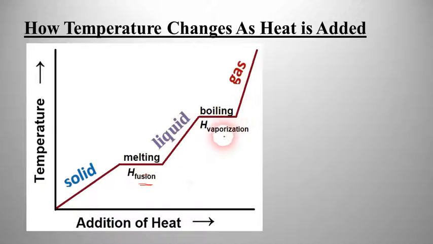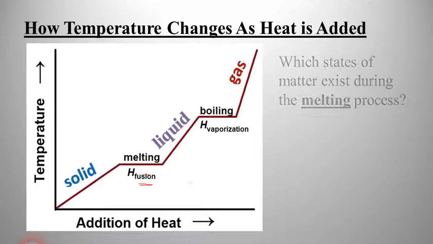Now we can do the opposite and look at this as it's cooled, and that would be called a cooling curve. In that case, the heat associated with the freezing would also be called the heat of fusion, and the heat of vaporization would be associated with the condensation in that circumstance.